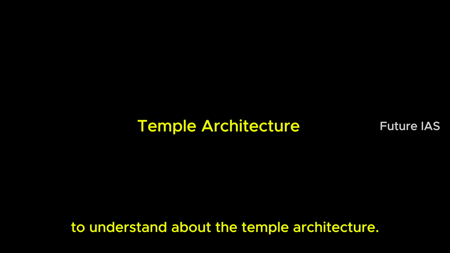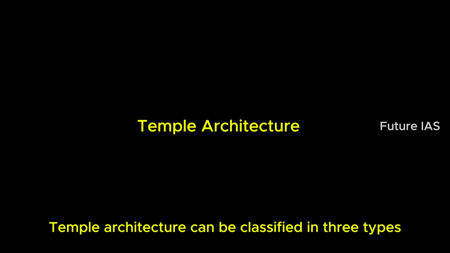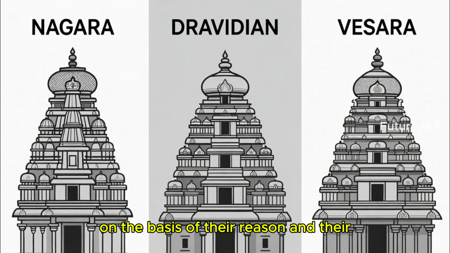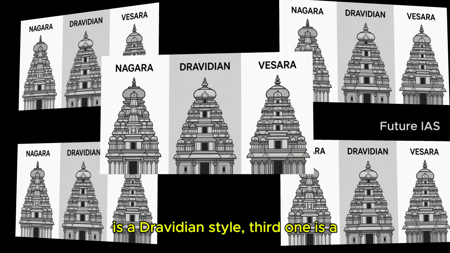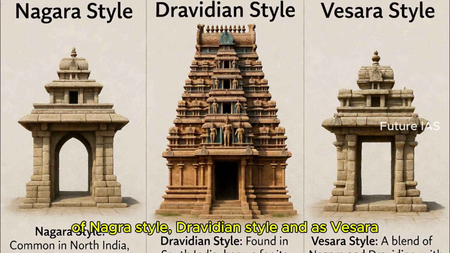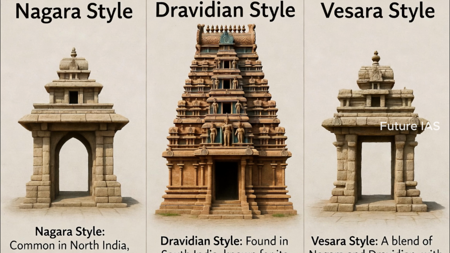Hello everyone. In this video we are going to understand about temple architecture. Temple architecture can be classified into three types on the basis of their region and their features. First one is the Nagara style, second one is the Dravidian style, third one is the Vesara style. So we will be doing a comparative study of the Nagara style, Dravidian style and Vesara style.